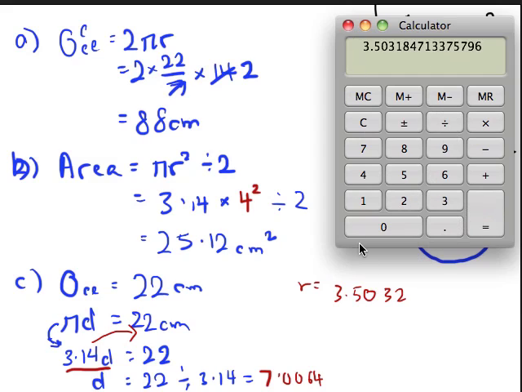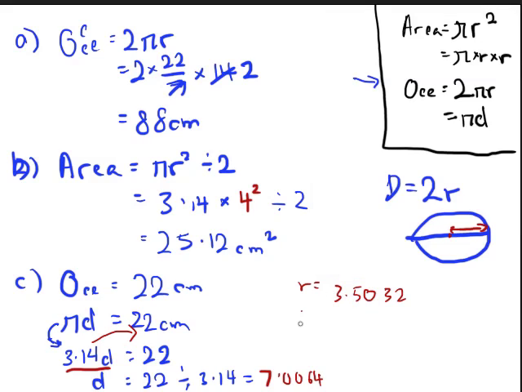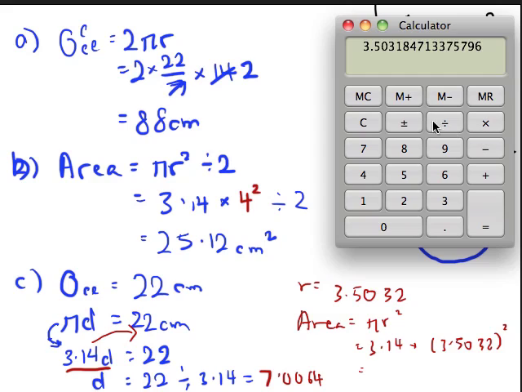3.5032, correct. Therefore, from here, what do we do? To get my area, I just simply type in pi r squared, which equals 3.14 times 3.5032 whole thing squared, which equals, as you can see, 3.5032 times 3.5032 times 3.14. The answer is 38.535.